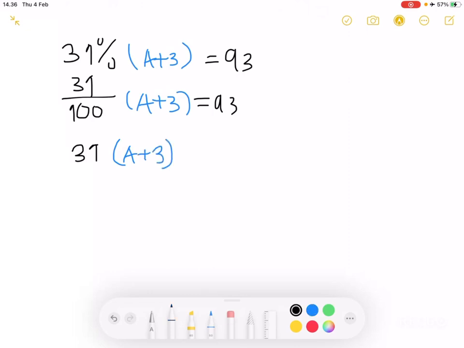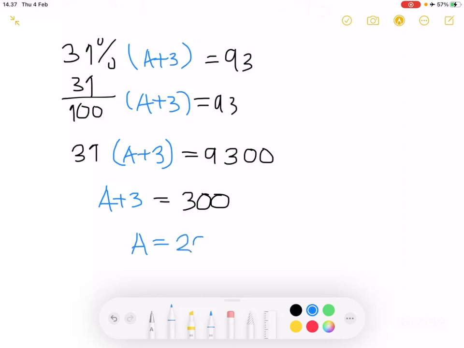Just rewrite everything right here. So the right hand side will become 9,300. And then we're left with a plus 3 is equal to, we'll just divide both sides by 31, so we'll get that a plus 3 is just 300. And then just subtracting 3 on both sides, we'll get that a is equal to 297. And this is our final answer. Alright, I'll just give you some homeworks in the next slide.